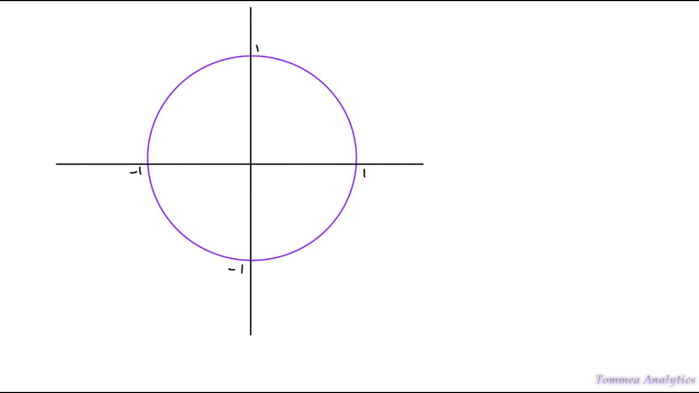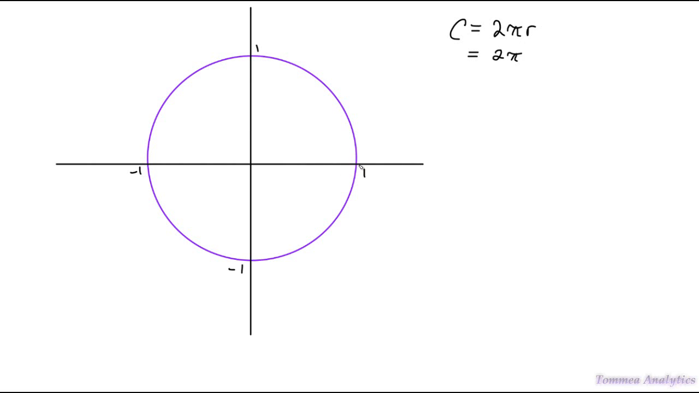To understand what radians are, I'm going to start off with the unit circle. It is called the unit circle because it has the radius of unit length 1. And let's also consider the circumference, which is equal to 2 pi r. So with a radius of 1, the circumference is equal to 2 pi.